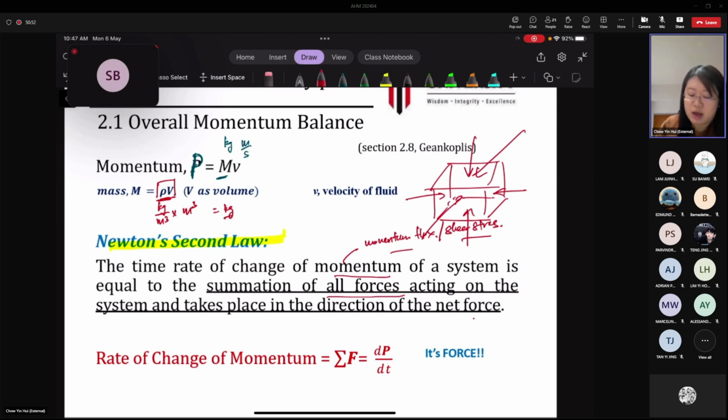That's why here, the sum of forces means the sum of forces in the direction of the net force, because if you add the forces up, there will be a net direction. Let's say it is a Cartesian coordinate, then it will be the sum of forces in the x, y or z direction, equal to the rate of change of momentum with respect to time. We are going to look at the overall equation first. What is the overall momentum balance equation? Later we talk about examples of the forces that act on a system.